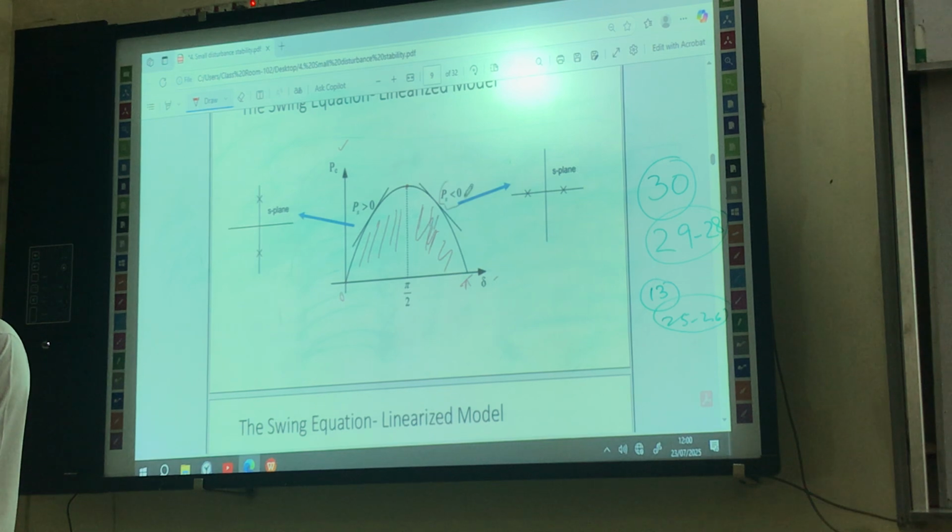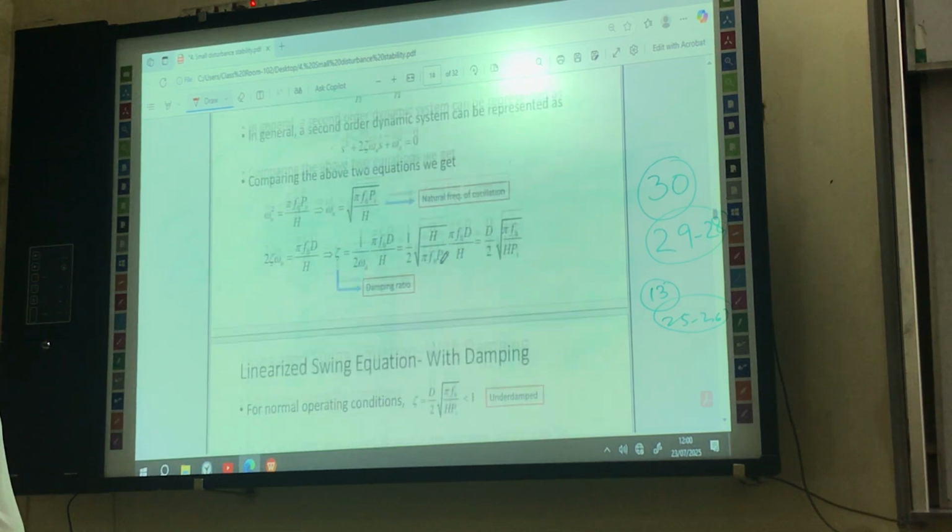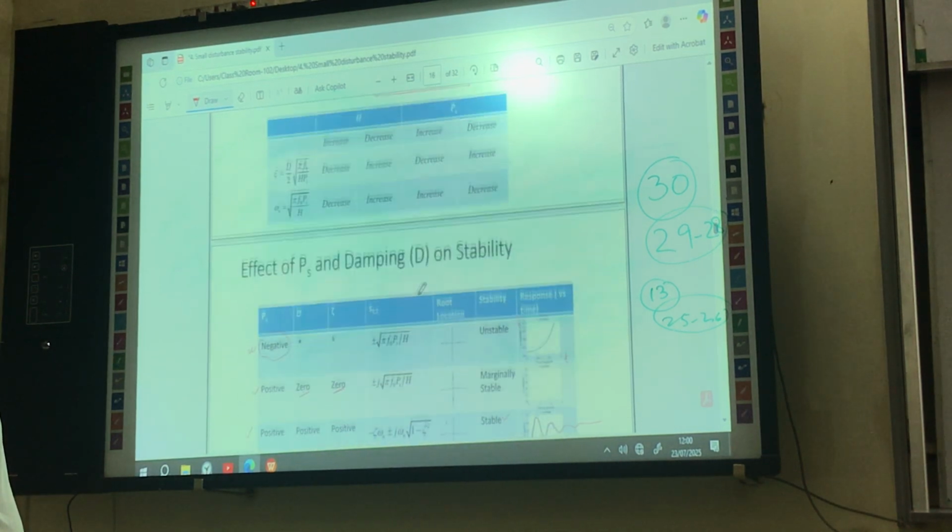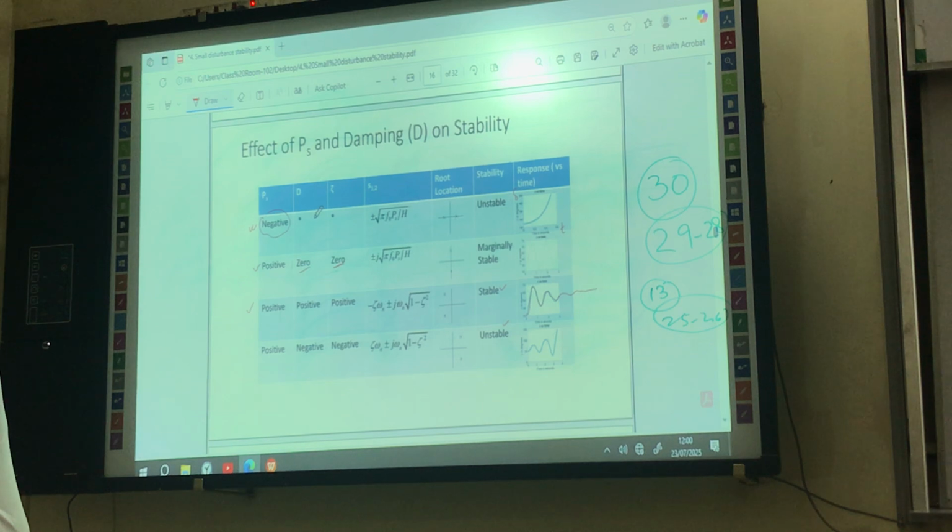So if PS is negative, do not think about G or theta. If you impose positive or negative damping, that will not make the system stable, because it is the unstable region. That's why in this table the first case is PS negative, and the G and theta values are left out. We don't need to bother about them. Irrespective of these two values, the system is unstable.